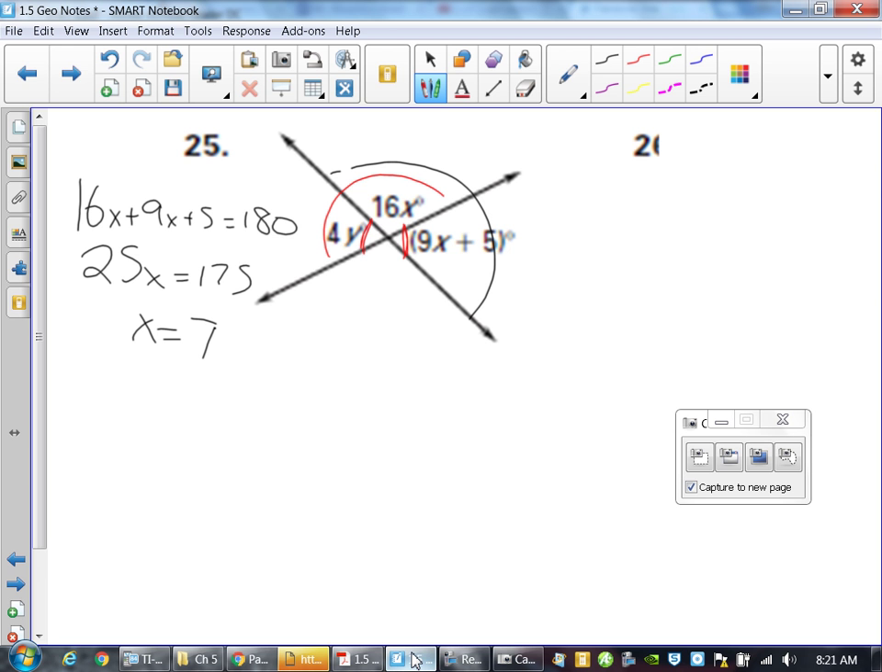63 and 5 is? 68. So 4y equals 68. y is? Yeah, that's 17. And there you go. And you would get the same value with either one that you choose.